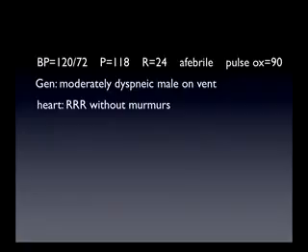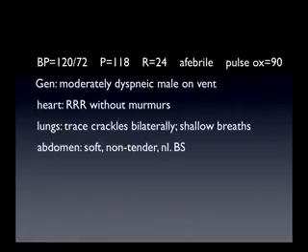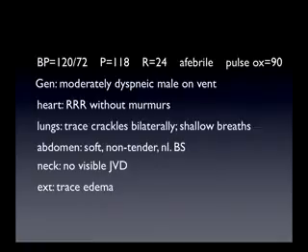His heart reveals a regular rate and rhythm without murmurs. His lungs show trace crackles bilaterally with shallow breaths. Abdomen is benign, soft, non-tender with normal bowel sounds. His neck has no visible jugular venous distension. His extremities reveal trace edema.